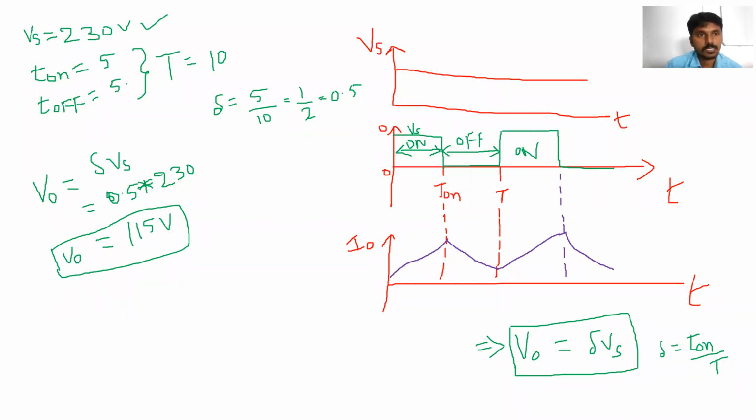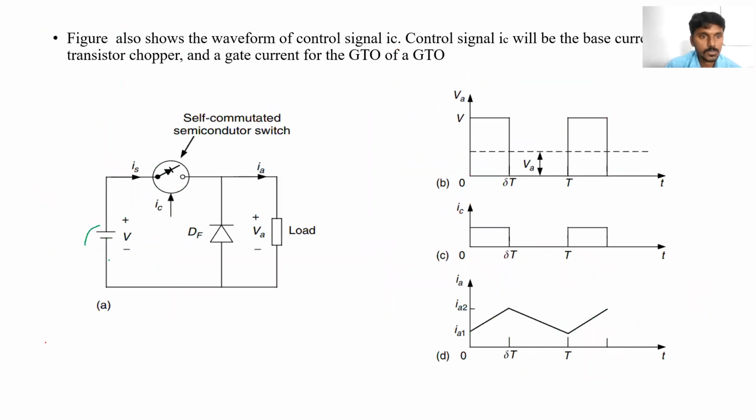How much supply did you give to the circuit? How much supply are we giving here? 230, right? Is it right or not? Yes, sir. So how much are you getting? If on period is equal to 5 seconds and off period is equal to 5 seconds, then the output voltage is how much? 115 volts. So the voltage decreased or not?